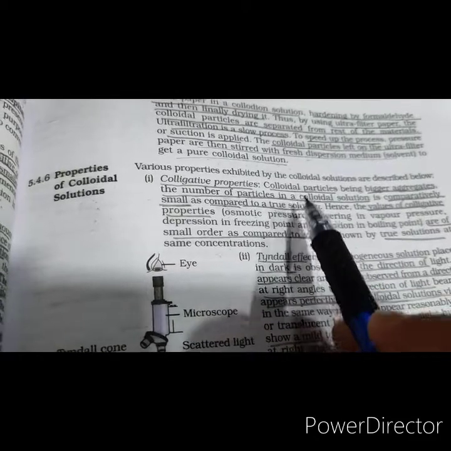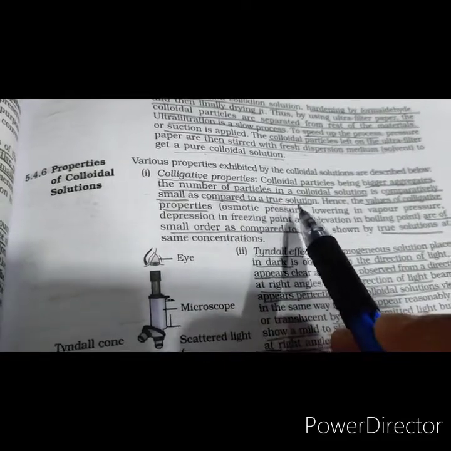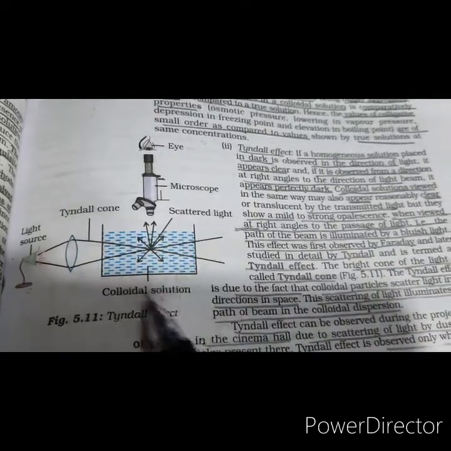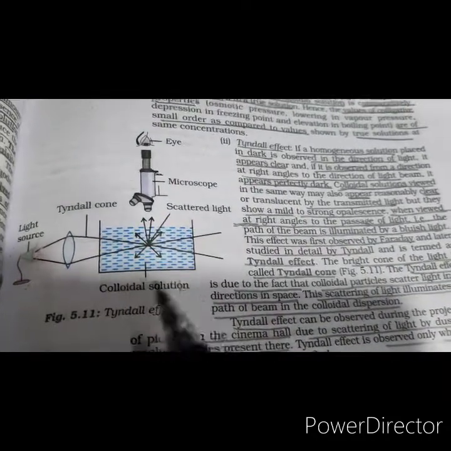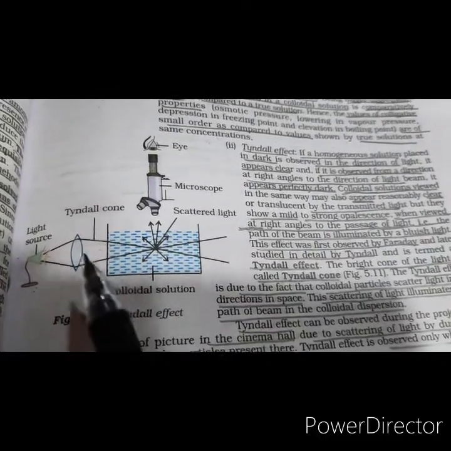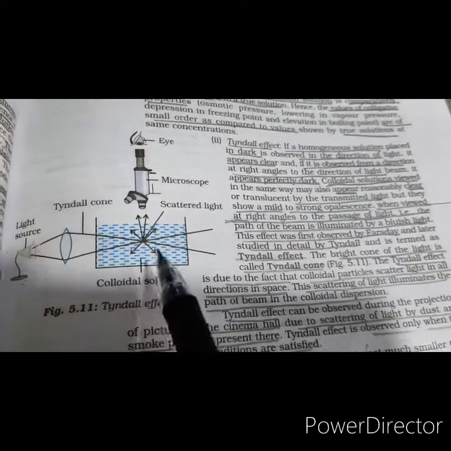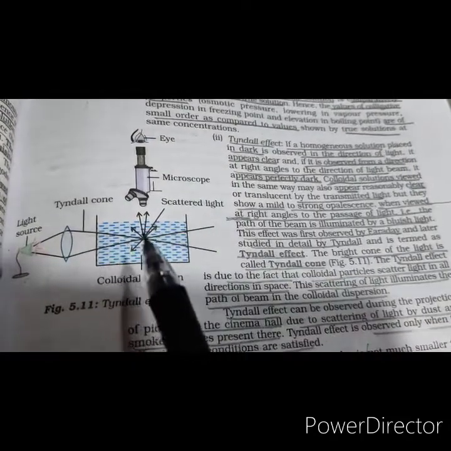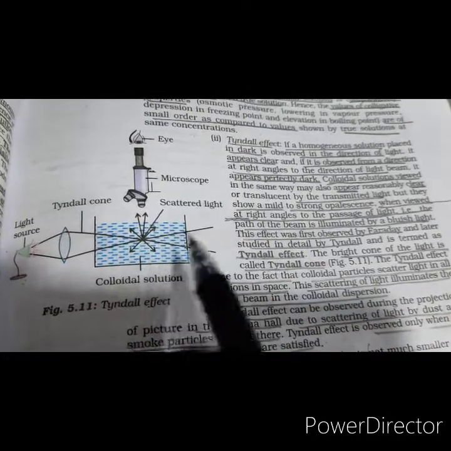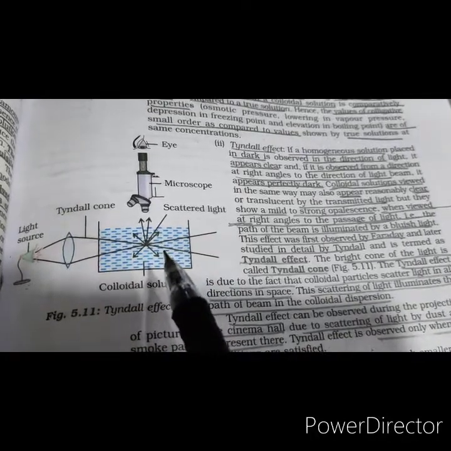So if we have a colloidal solution and a true solution at the same concentration, the colligative property will be greater for the true solution. Now we come to the Tyndall effect. The Tyndall effect is the scattering of light by the colloidal particles, and as a result of this scattering, the path of the beam is illuminated, and we are able to see a bright cone which we call the Tyndall cone. This effect is observed if we view the colloidal solution in a direction at right angles to the passage of light. Then we find that the path of the beam is illuminated by a bluish light.